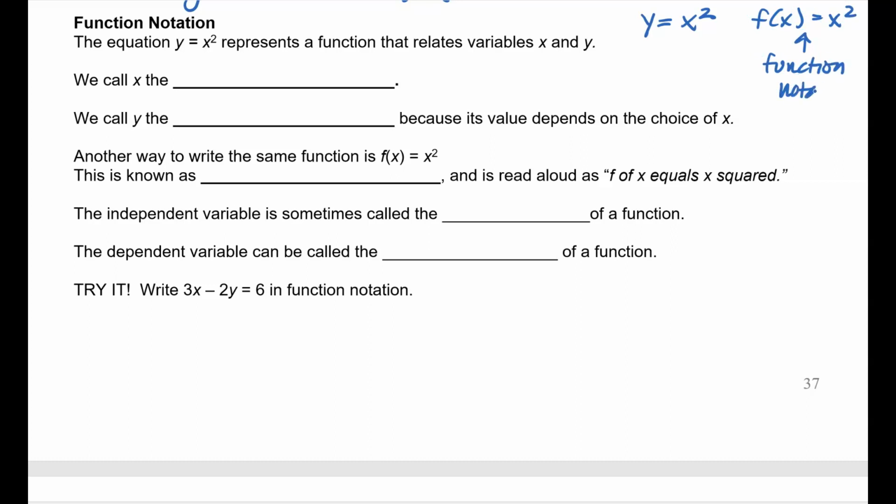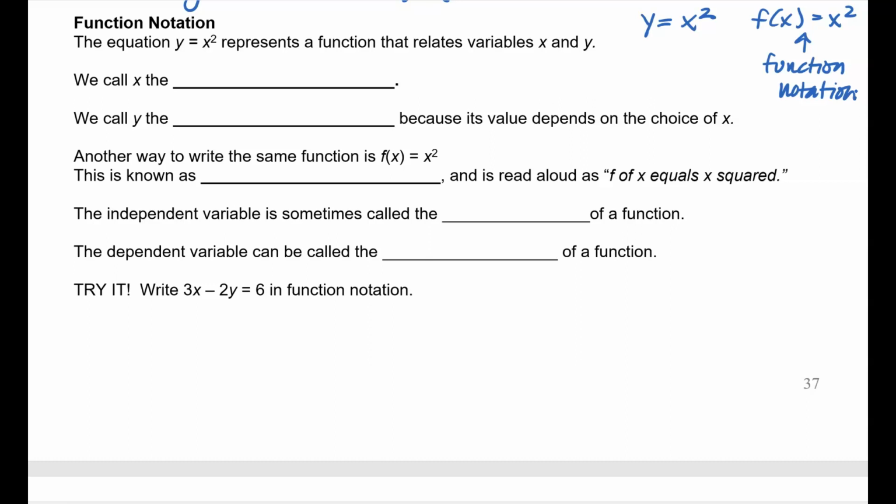These mean the exact same thing. The reason that we use function notation is because it makes it really simple in terms of writing out problems and solutions, because we can actually show that we're plugging things in using this function notation. And we'll get to that in a minute.